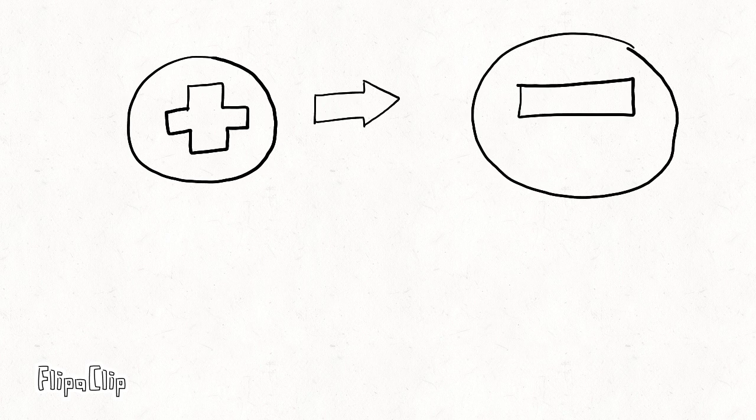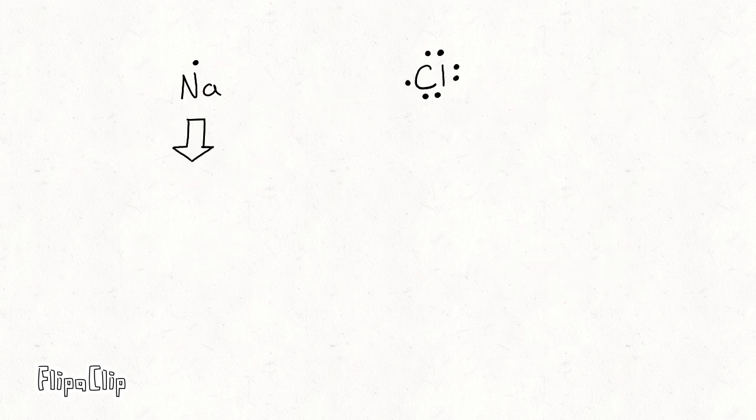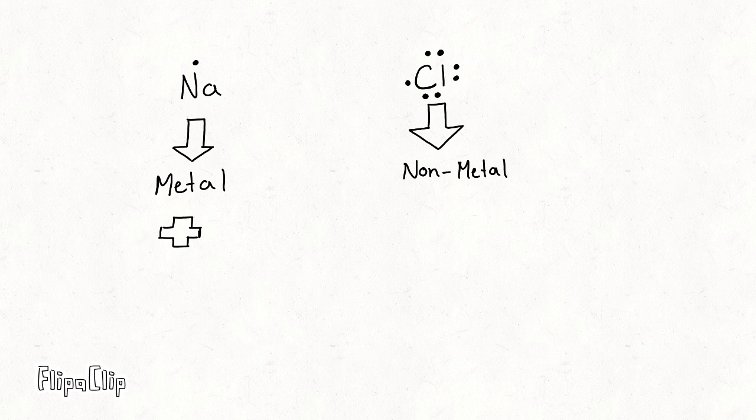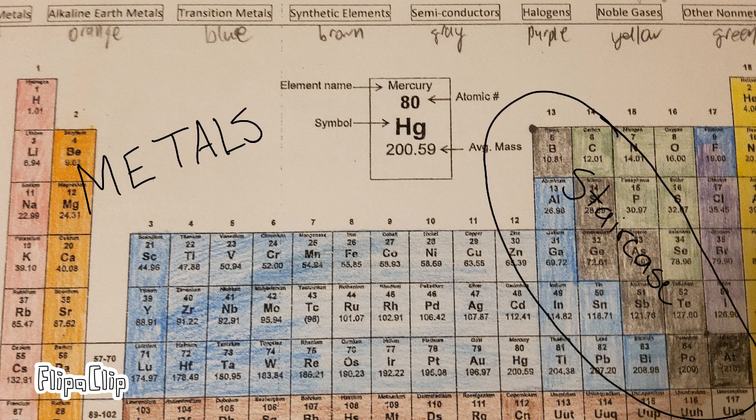Okay, so ionic bonding is basically the bonding of a positively charged ion to a negatively charged ion. Or to put it in simple terms, bonding metal to nonmetals. You see, the first element is the metal, a positively charged ion, while the second element is the nonmetal, a negatively charged ion. Metals are located on one side of the staircase you see on the periodic table, and the nonmetals are on the other side of the staircase.